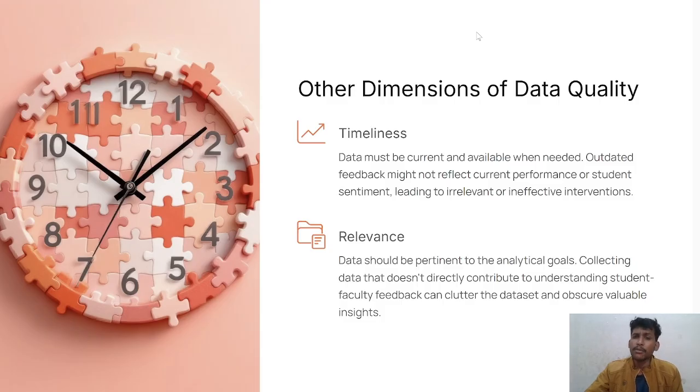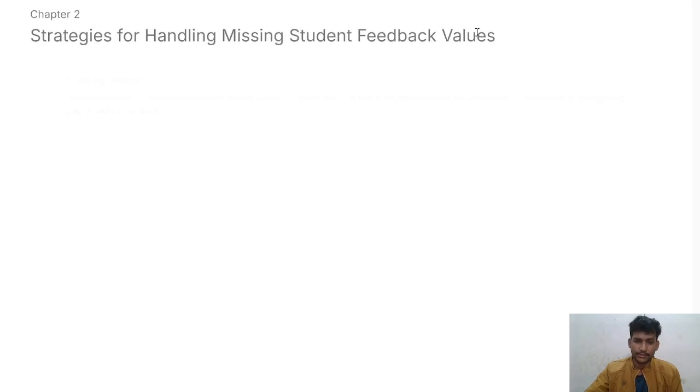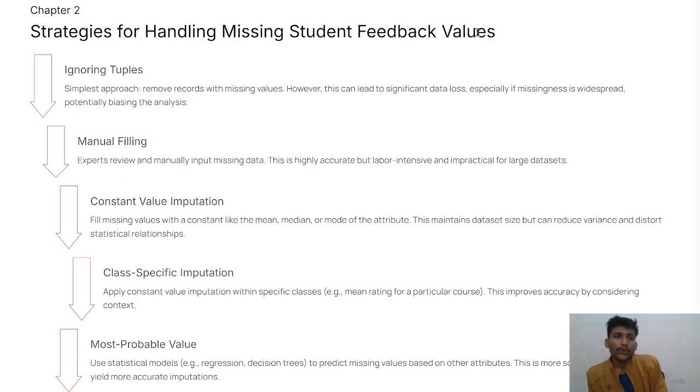Timeliness. Data must be current and available when needed. Outdated feedback might not reflect current performance or student sentiment, leading to irrelevant or inefficient interventions. Relevance. Data should be pertinent to the analytical goals. Collecting data that doesn't directly contribute to understanding student and faculty feedback can clutter the dataset and obfuscate valuable insights. So let's come to chapter 2, strategies for handling missing student feedback values.